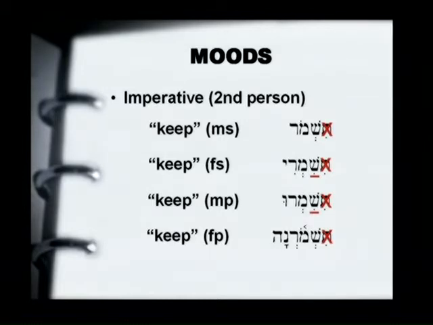So you can figure out what the imperative is for any of the seven different stems of the Hebrew verb just by looking at the imperfect of the second person. Take off the prefix. And if you end up with two schwas in a row, change the first one to a hireq. That's it. That's all there is. That's all that's involved in it.